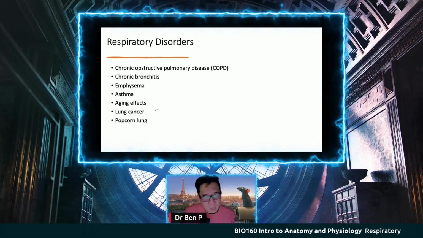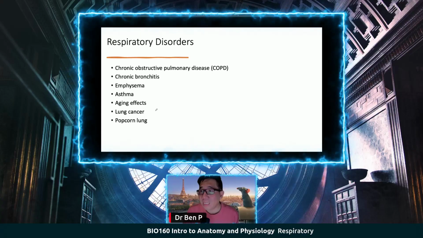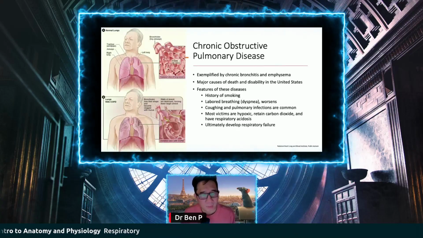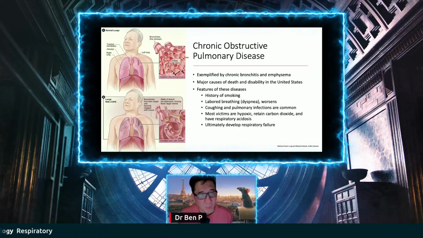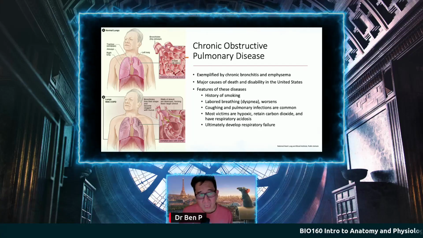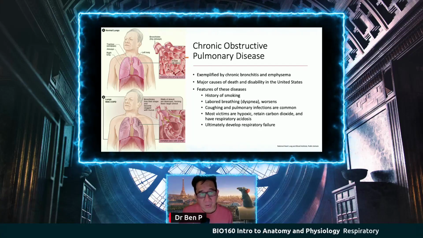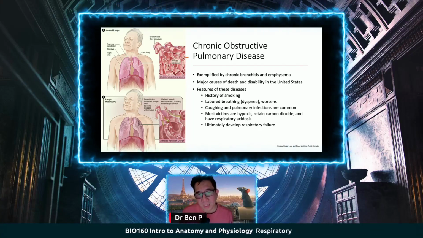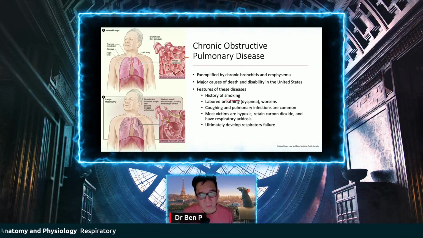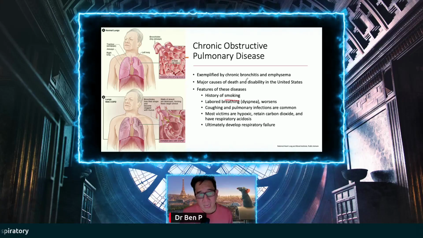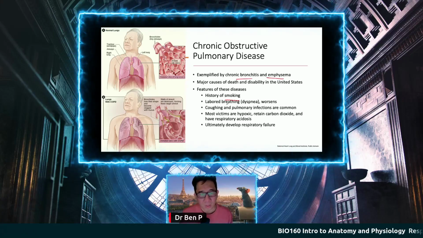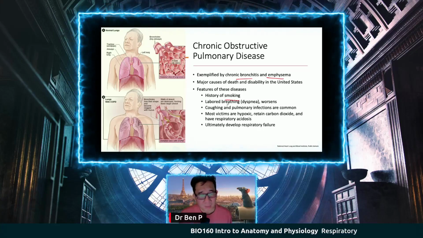We're going to talk about different pathologies, different diseases regarding your lungs. The first one you should know is called COPD, chronic obstructive pulmonary disease. This is usually caused by smoking, a history of smoking. It can lead to chronic bronchitis and can lead to emphysema as well. You're going to see labored breathing, difficulty breathing.